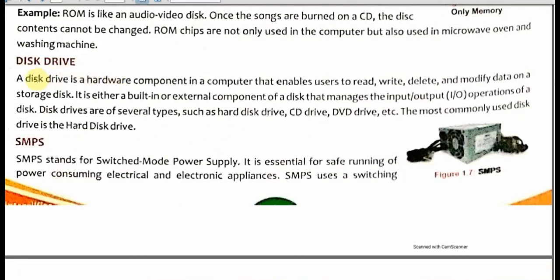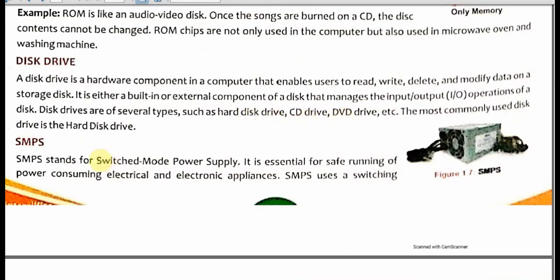It remembers everything. Third one is disk drive or hard disk. A disk drive is a hardware component in a computer that enables the user to read, write, delete, and modify data. This is an external device, or it can be of built-in type. This manages input-output operations, and it is of several types like hard disk, CD disk, DVD disk, or many other types of drive.